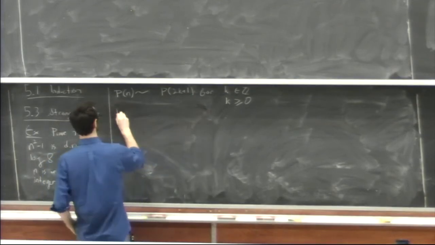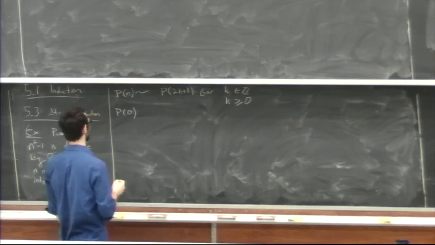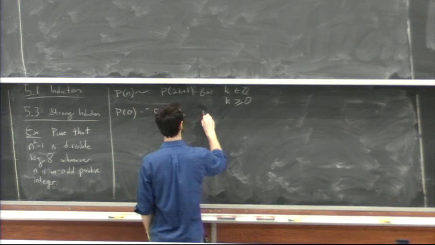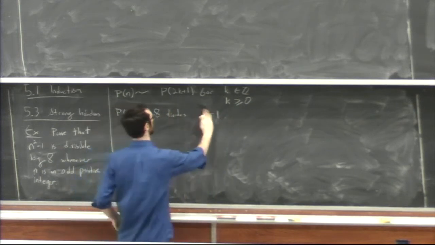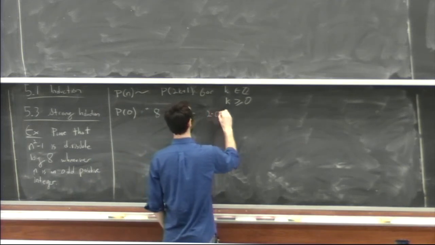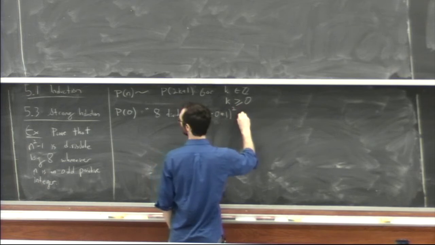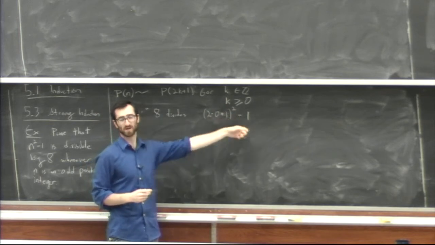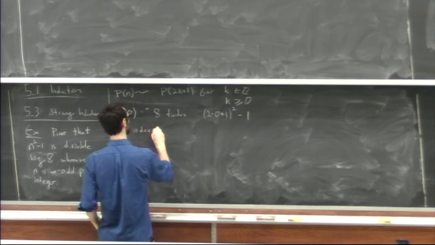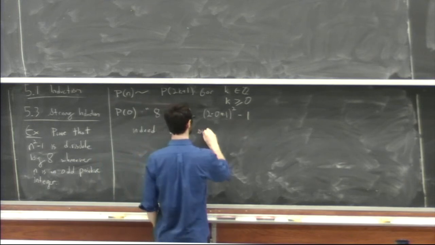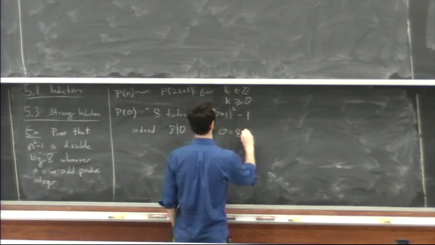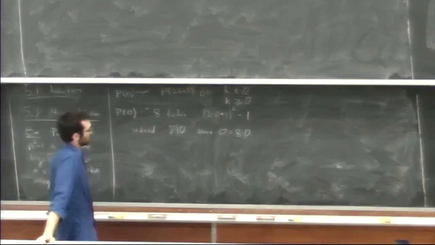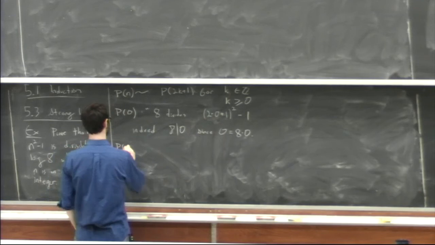So let's look at P0, which is the statement that 8 divides 1 squared minus 1. Maybe I'll write 2 times 0 plus 1, squared, minus 1. But 2 times 0 plus 1 is 1, 1 squared is 1, and 1 minus 1 is 0. And indeed, 8 divides 0, since 0 is equal to 8 times 0. So by divisibility, we can see that 8 indeed does divide this term. Why don't we do P1, just to see what's going on, and maybe P2.